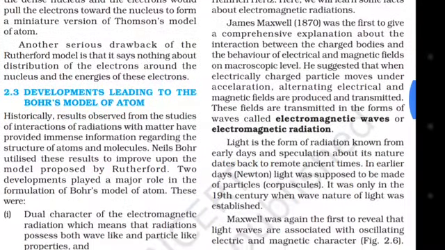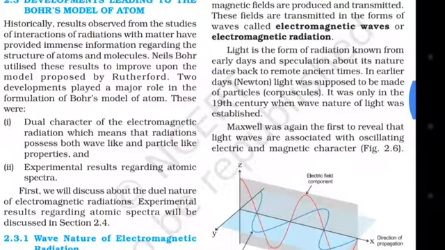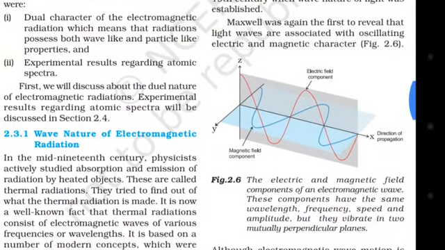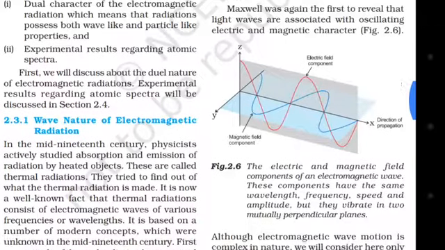Okay, we were here. 2.3 Developments leading to the Bohr model of atom. Historically, results observed from the studies of interactions of radiations with matter have provided immense information regarding the structure of atoms and molecules. Niels Bohr utilized these results to improve upon the model proposed by Rutherford. Two developments played a major role in the formulation of the Bohr model of atom. These were: first, the dual character of electromagnetic radiation, which means the radiations possess both wave-like and particle-like properties, and second, experimental results regarding atomic spectra. First, we will discuss the dual nature of electromagnetic radiations. Experimental results regarding atomic spectra will be discussed in section 2.4.